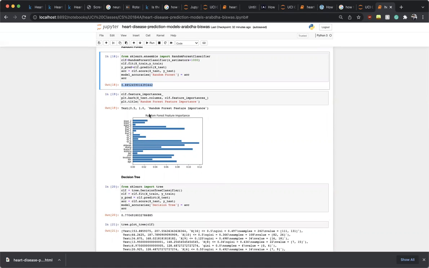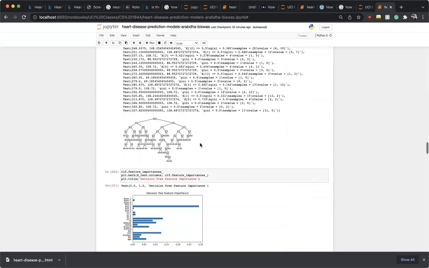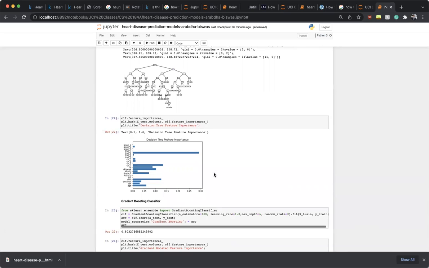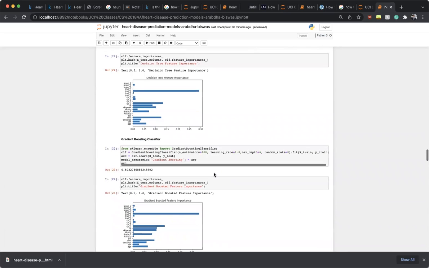And we can see that certain features seem to be much more important in determining whether or not an individual has heart disease. And this is a little hard to see, but that's the representation of what that decision tree looks like. And here's the feature importance of said decision tree.